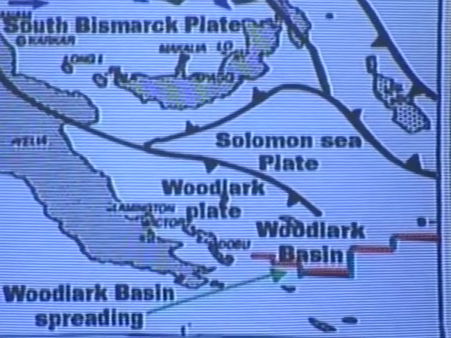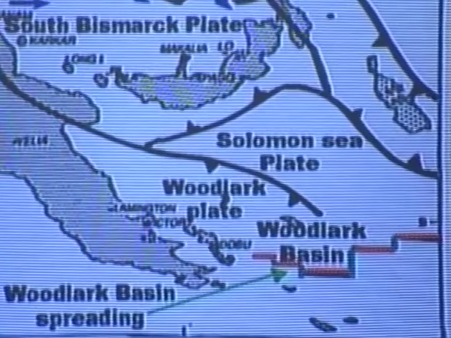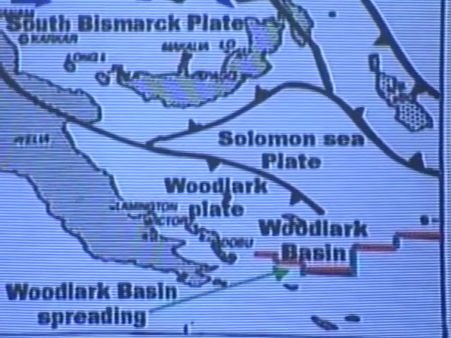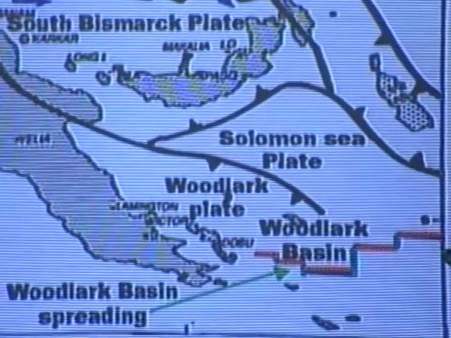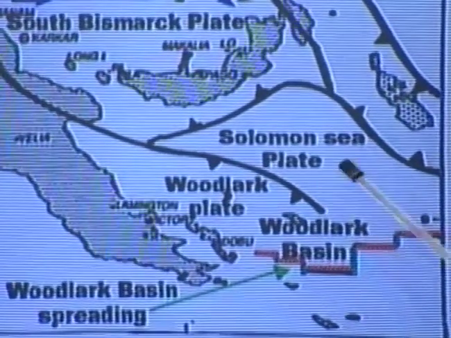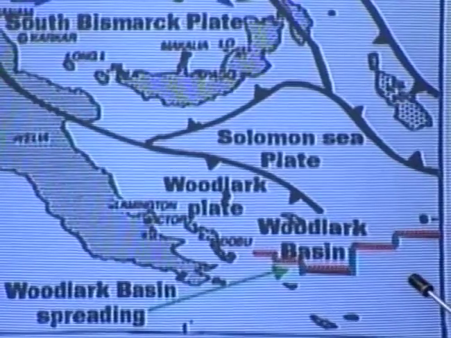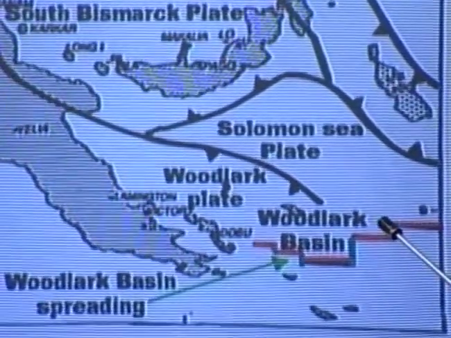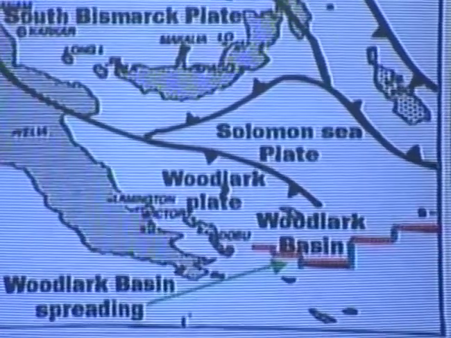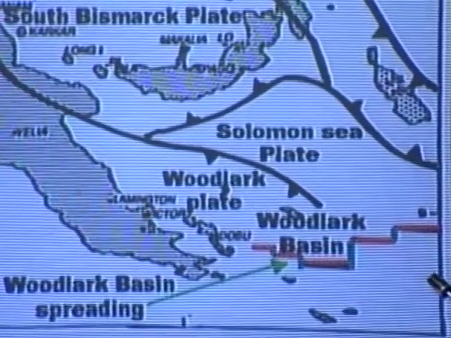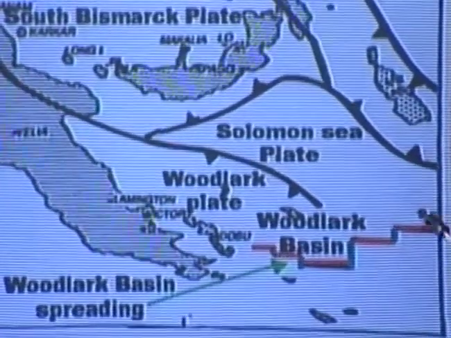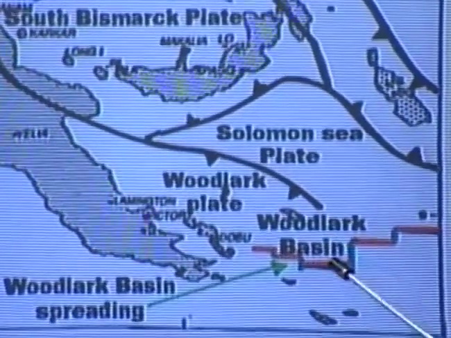The basin may be a spreading center, but the level of seismicity is too low to reveal its tectonic significance. So the level of seismic activity along this area is too low to identify really what is happening out there.